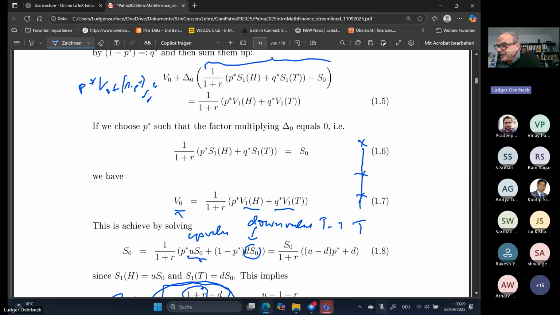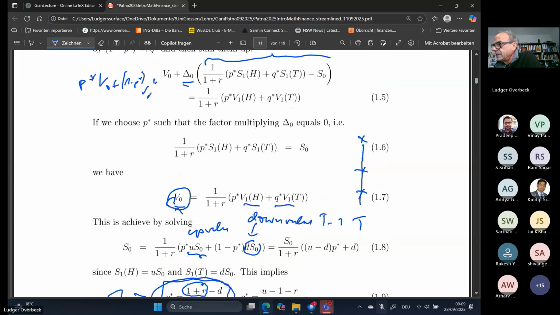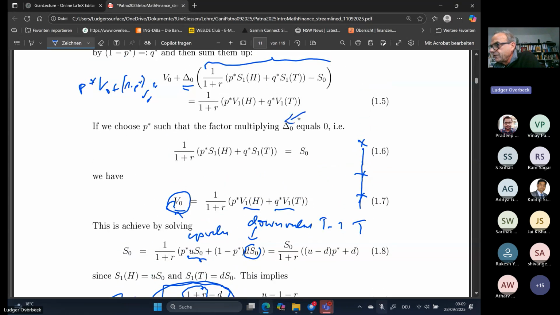You see, it's also interesting that the value V0 you got without knowing delta 0, just by this P star trick. But of course, then you can calculate, and you should calculate, also your hedge ratio delta 0. It's usually called the hedge ratio, if you have heard of this.